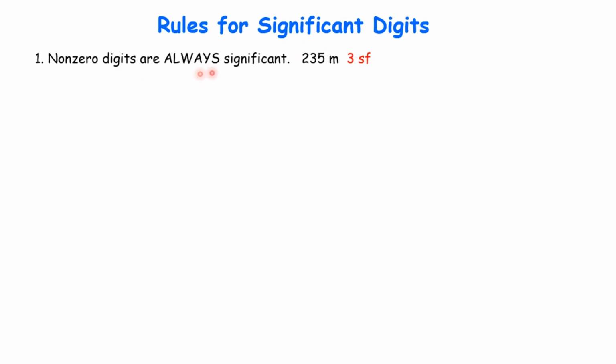Non-zero digits are always significant, which means when we count the number of sig digits, we have to count them. 235 meters, all non-zero digits. Therefore, there are 3 sig figs.